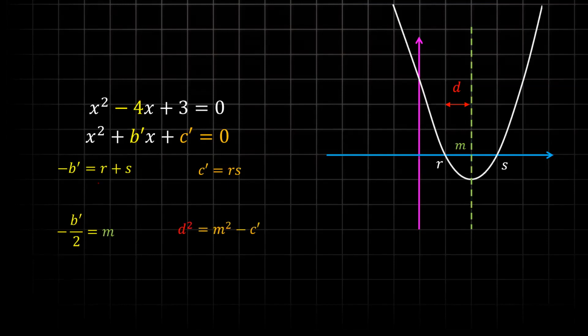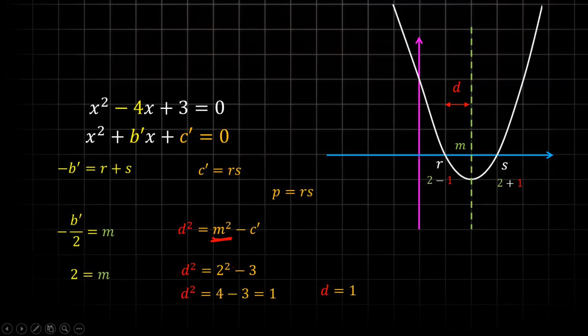Immediately. Now, if you plug in that M here and subtract C dash from M square, what is C dash? 3, right? If you subtract it, what do you get? What is D square? Yeah, that leads to 1. So what are the roots? 2 plus 1, 2 minus 1.